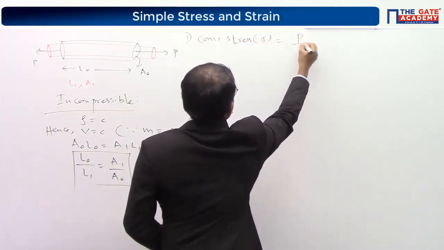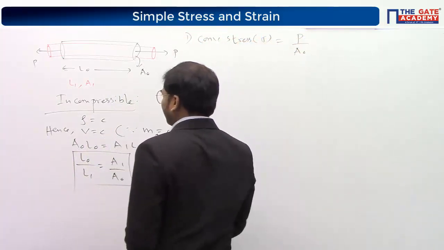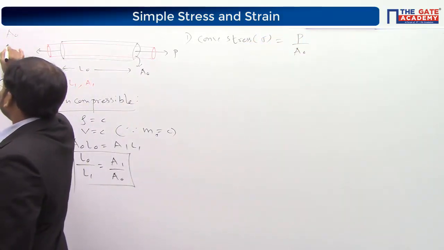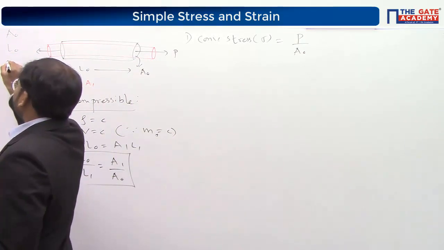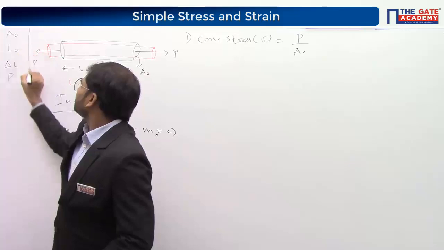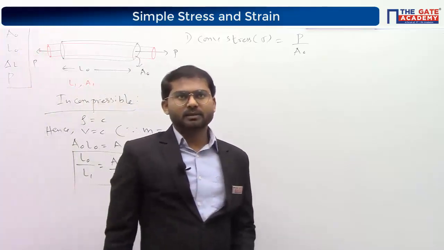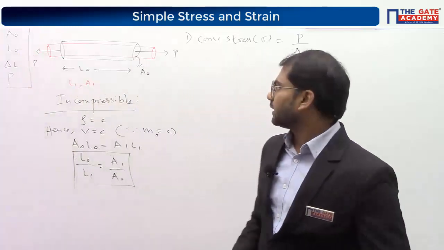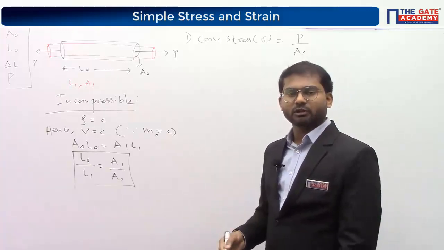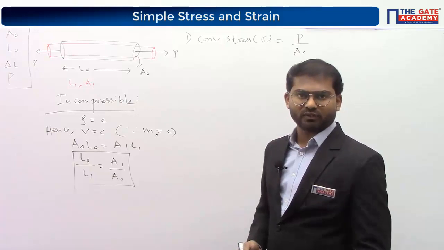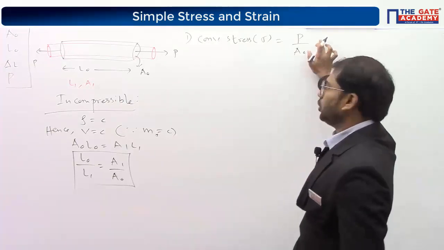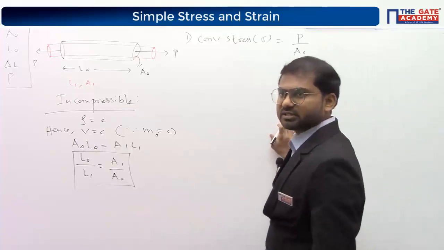It is very simple: force by original area of cross section. You should keep in mind that we know the original area, we know the original length, we know the change of length, and we know the value of force P. So these are known values. Remaining all are unknown values. We know the original dimensions, and we know the change of length because in simple tension we'll be using an extensometer to get the change of length, and applied load P is there. So P is known, A0 is known, so you can get the value of conventional stress.